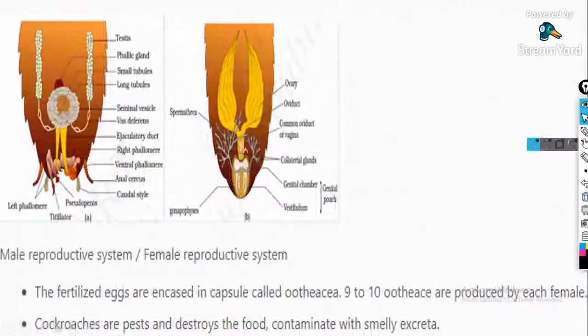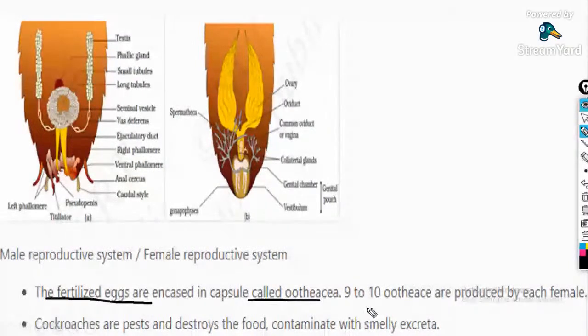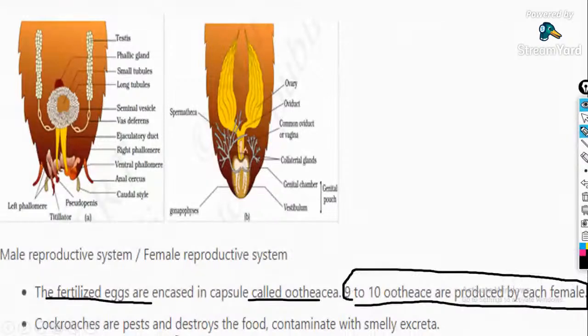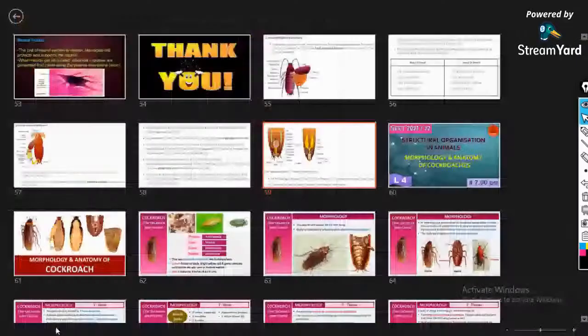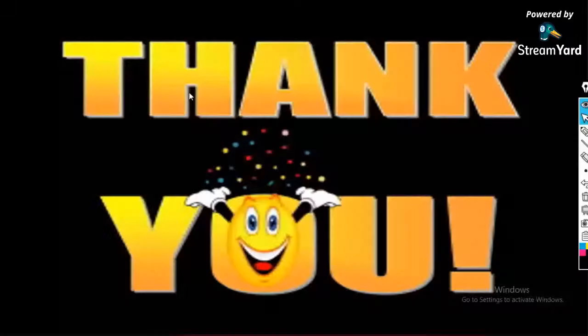The male and female reproductive system of the cockroach is given here in the diagram. The fertilized eggs are encased in a capsule known as ootheca. 9 to 10 oothecae can be produced by the female. Cockroaches are pests and they destroy food and contaminate it with smelly excreta. What happens next is that we will get some bacterial diseases.